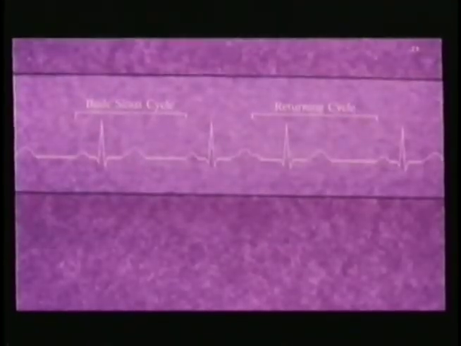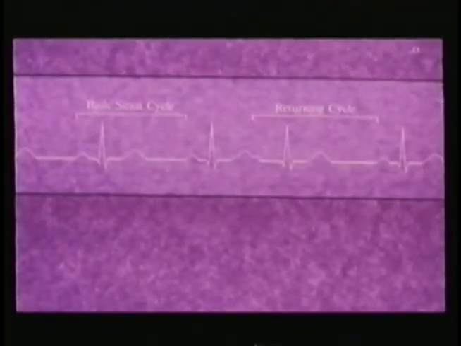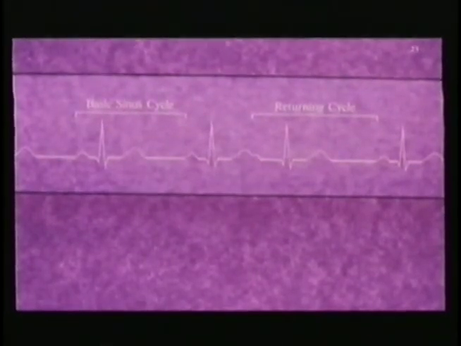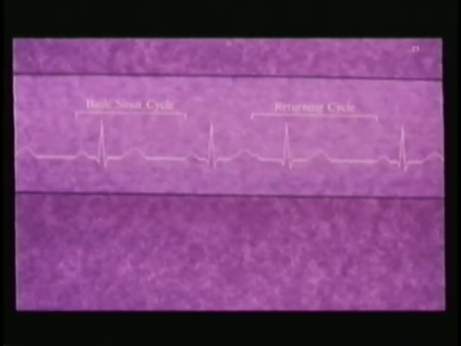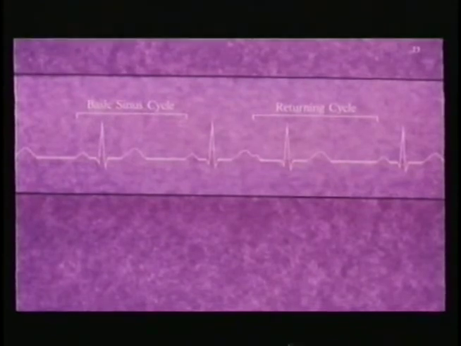23. Third, by penetrating the sinus node, the premature beat resets the sequence of automaticity. The returning cycle is generally longer than the basic sinus cycle, a function of the time taken for the ectopic impulse to enter the node.